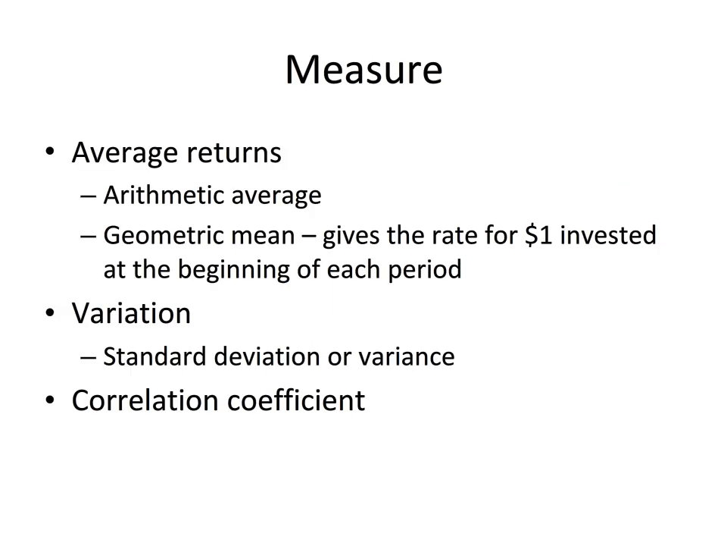We're going to discuss in this module average returns, which we're going to measure with either the arithmetic average or the geometric mean. We're also going to talk about the variation, which we'll measure with the standard deviation or the variance. And the other measure we're going to talk about is the correlation coefficient, and that is a measure of how two series move in relationship to one another. So we're going to discuss all of those three things, first focusing on the arithmetic average and geometric mean.